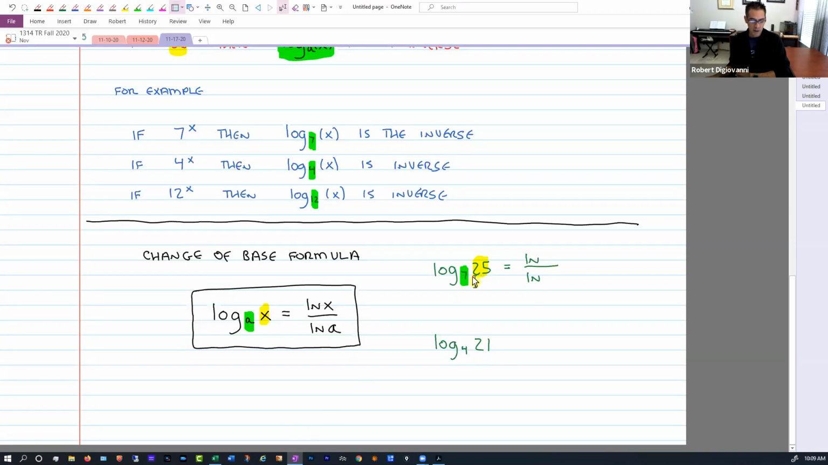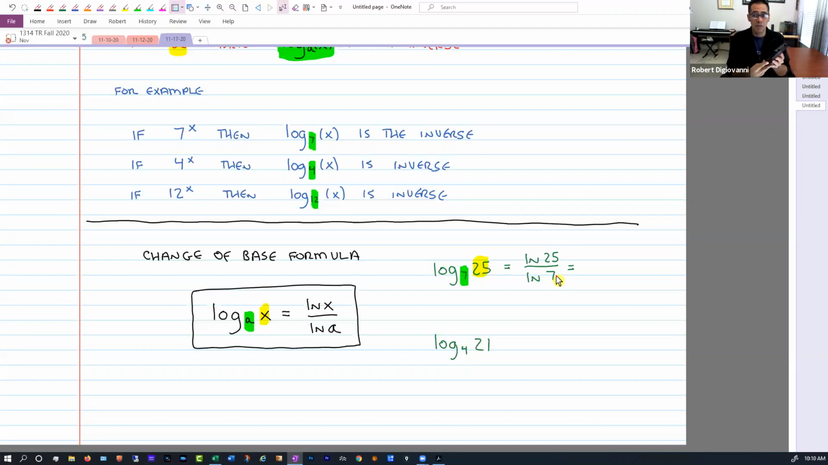The 7 or the 25? 25. 25 goes top and 7 on the bottom. Now, do you have a natural log key on your calculator? Yes, right? And so I'm just going to do this on my calculator. Natural log of 25 divided by natural log of 7.